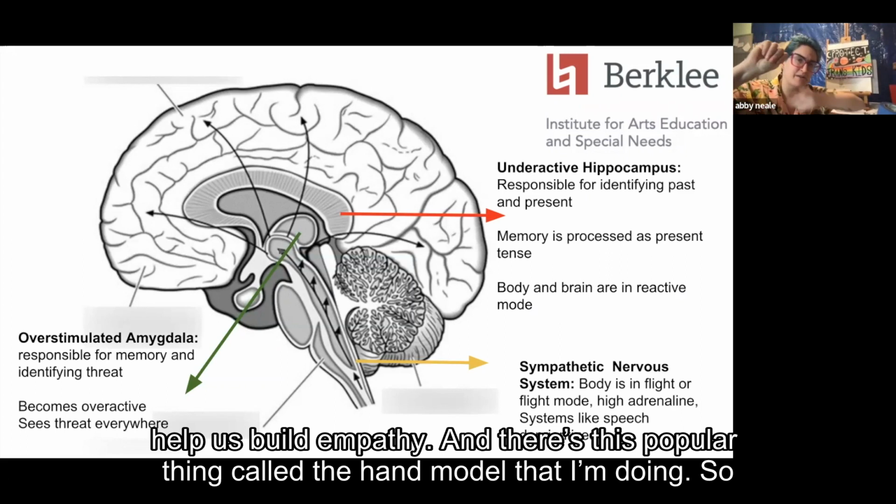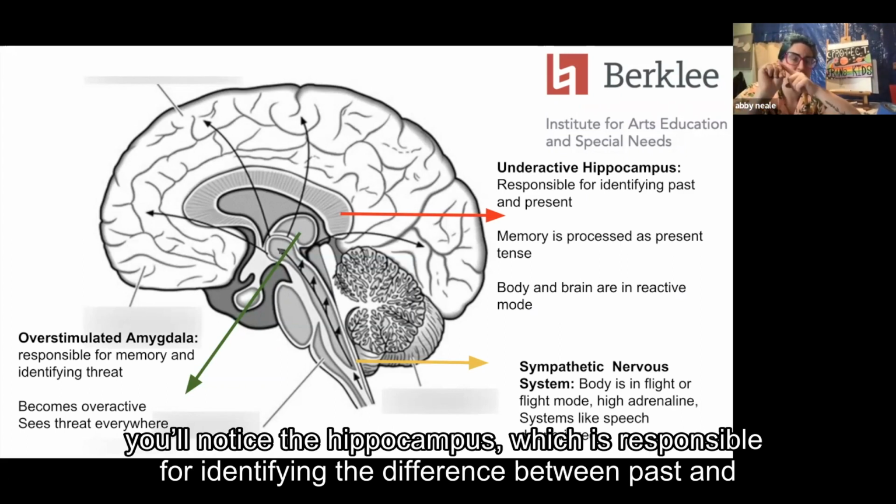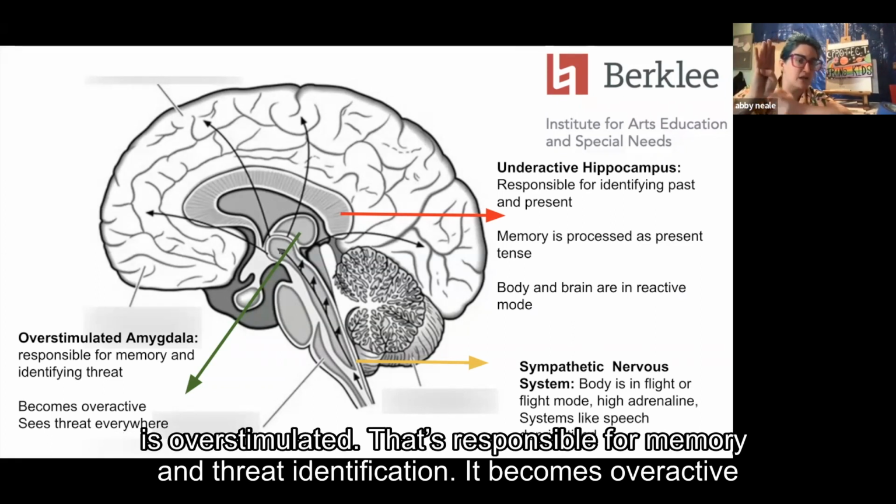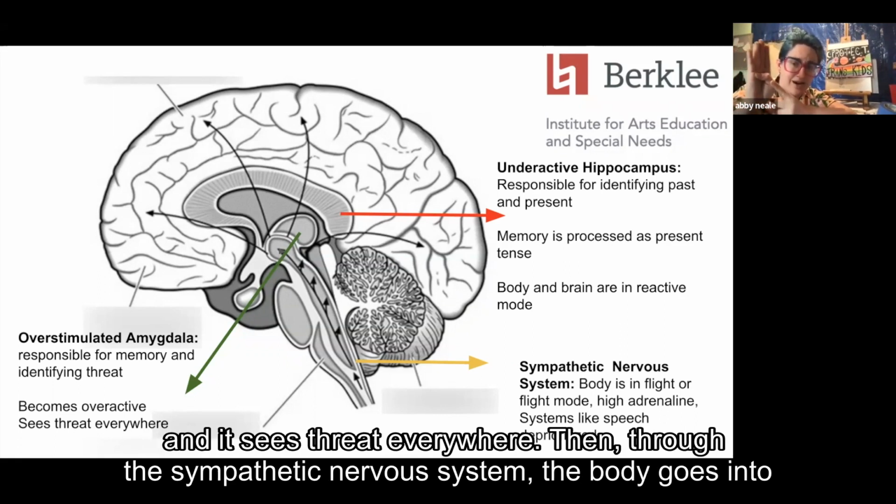And there's this popular thing called the hand model that I'm doing. So you'll notice the hippocampus, which is responsible for identifying the difference between past and present, is unresponsive. That means that memory is processed in the present tense. And the amygdala is overstimulated. That's responsible for memory and threat identification. It becomes overreactive and it sees threat everywhere.